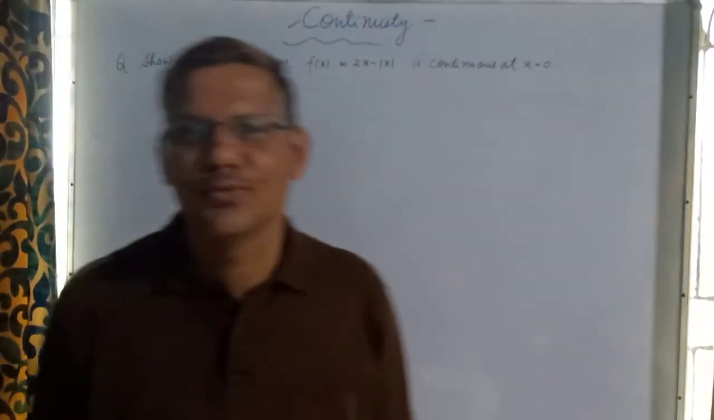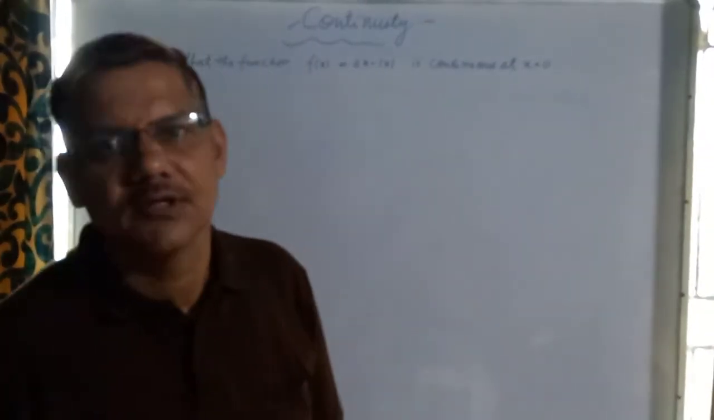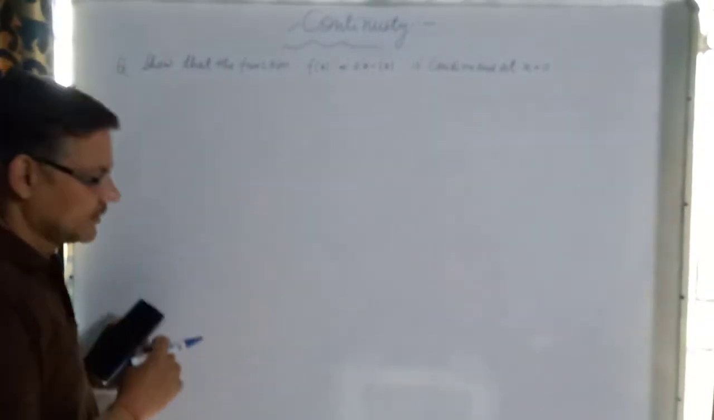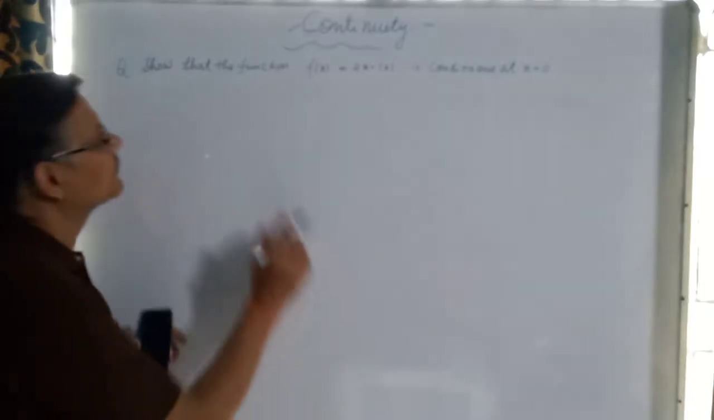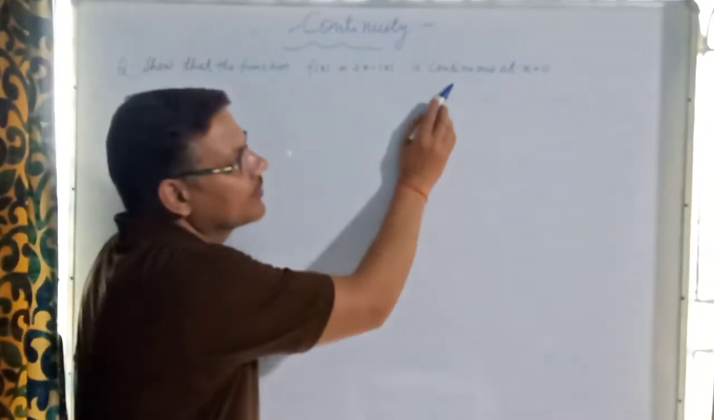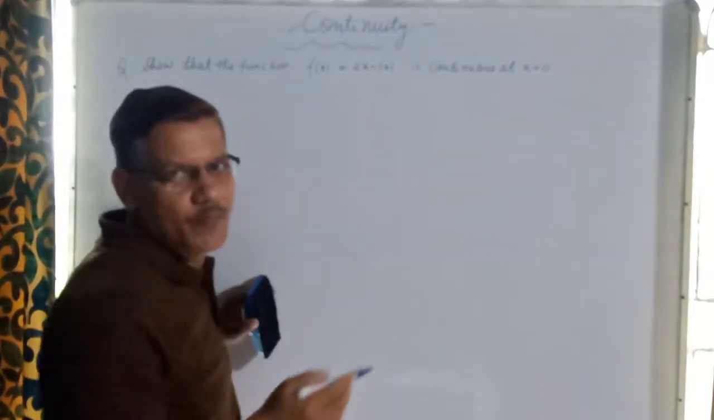Good morning. Today we are going to solve some easy questions. So let's start from the question: show that the function f(x) = 2x minus mod x is continuous at x equal to 0.